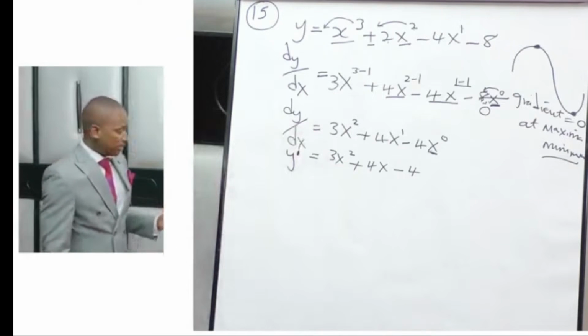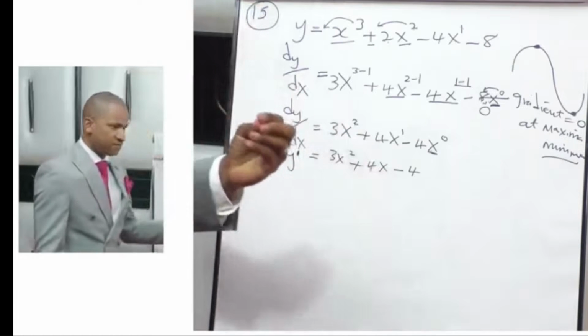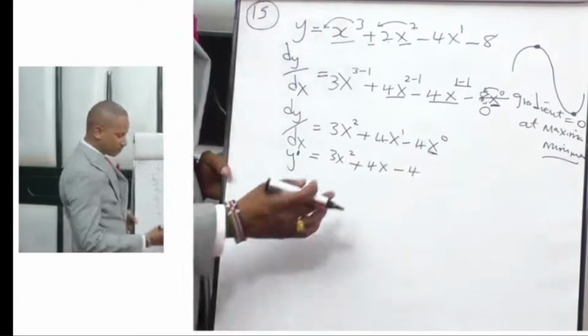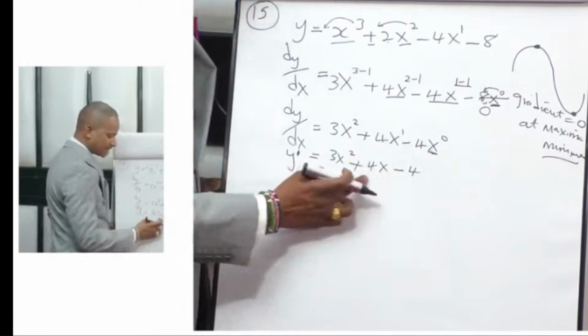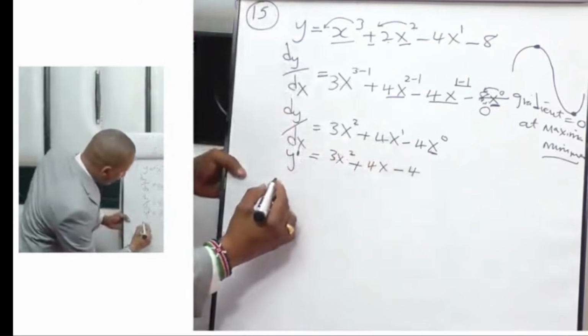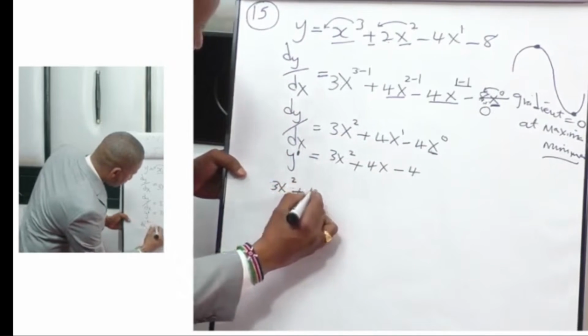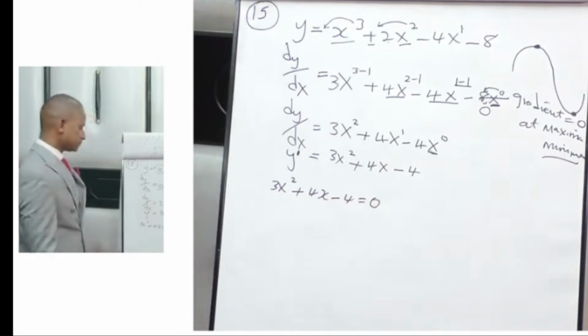Then you are told at maximum point, the gradient of this curve is 0. So equate this gradient to 0 so that we get x values quadratically. So here we will have 3x squared plus 4x minus 4 equals 0.